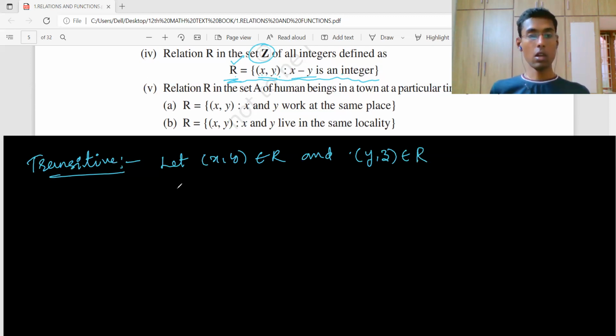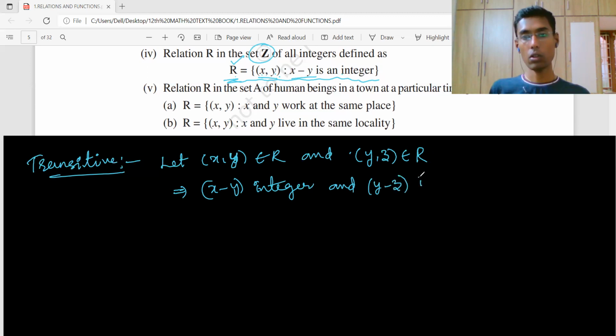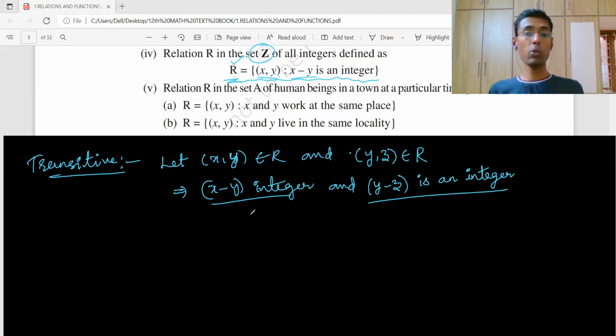Then we write that implies x minus y is an integer, and y minus z is also an integer. (x, y) belongs to R, meaning x minus y is an integer. So that's why I said we can take it out also. This is an integer, this is also an integer. Then we have to prove that x minus z is also an integer.